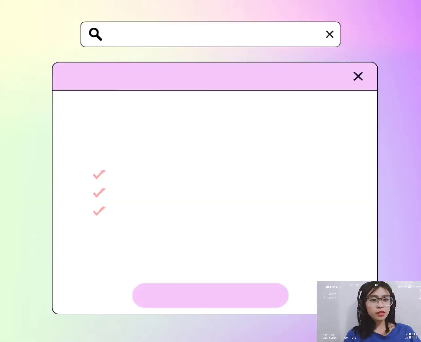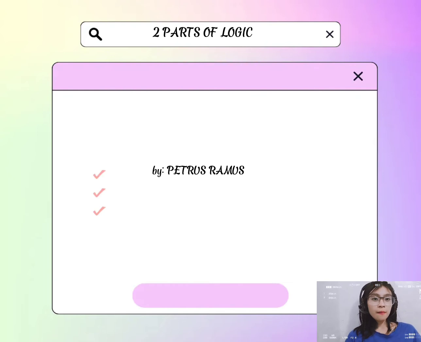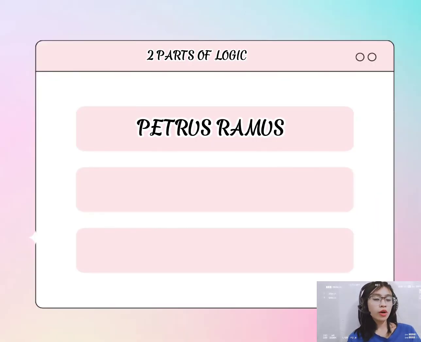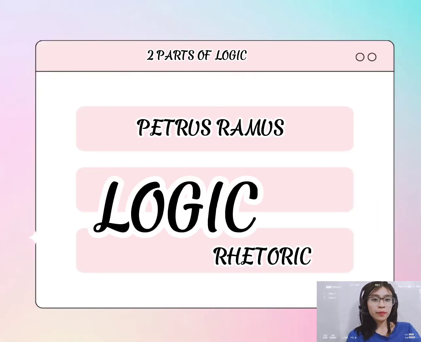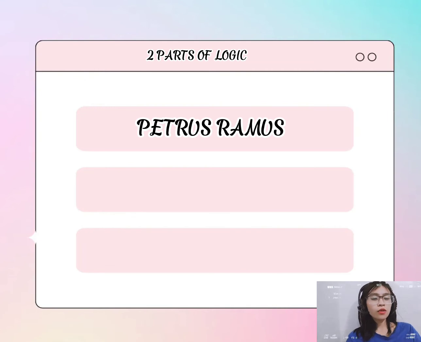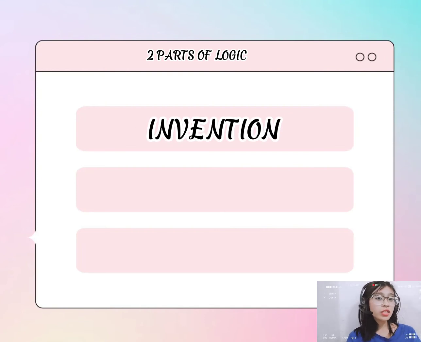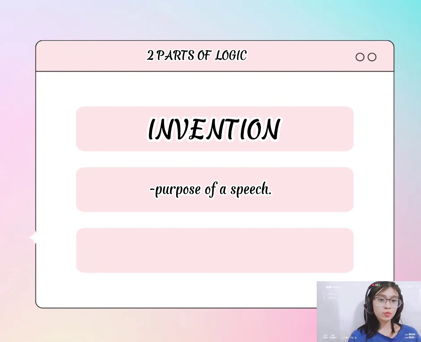Now let's proceed to the 2 parts of logic according to Petrus Ramus. Petrus Ramus focuses more on logic rather than rhetoric. Logic falls under 2 parts, which are invention and judgment. Invention under logic means the purpose of the speech, what it is for.